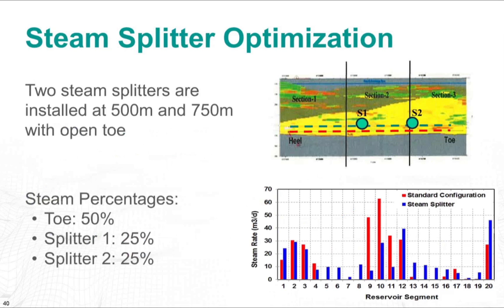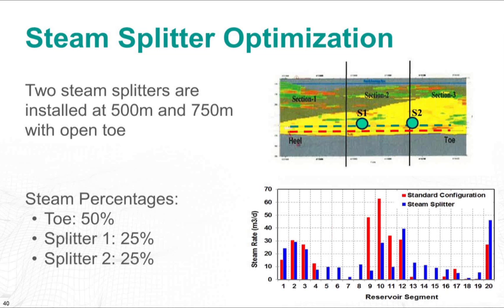Two steam splitters were installed at 500 meters and 750 meters with an open toe. This meant that about 50% of the steam went to the toe and 50% between the two splitters. The bottom right chart shows the steam rate along the wellbore. The red represents the standard configuration and the blue represents the steam splitter configuration.